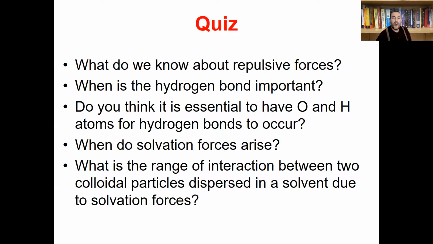So what do we know about repulsive forces? Well, they repel each other, and they're important at short ranges. When is the hydrogen bond important?